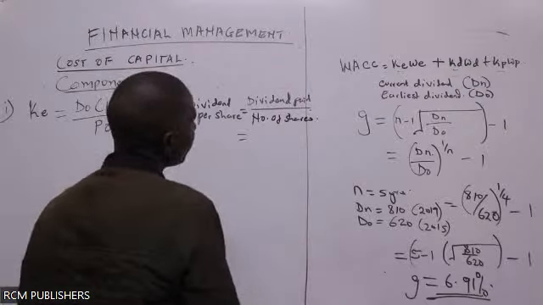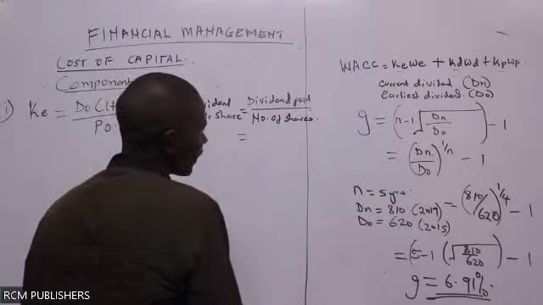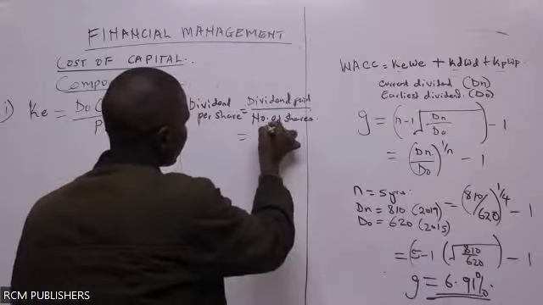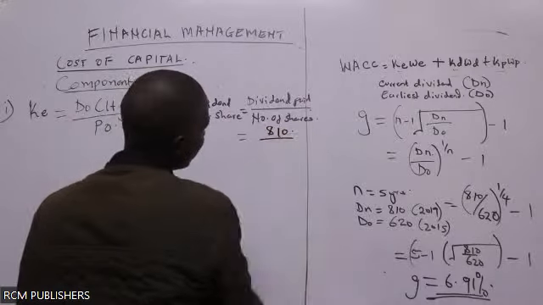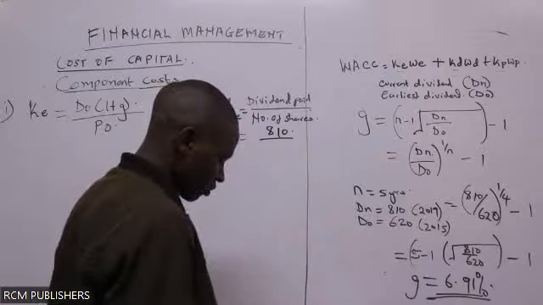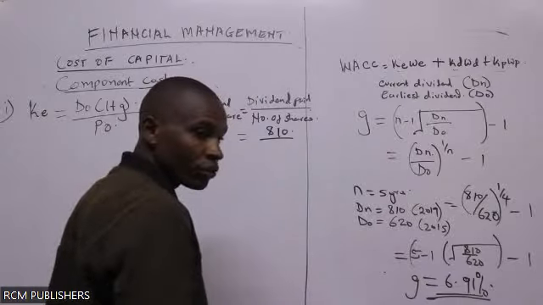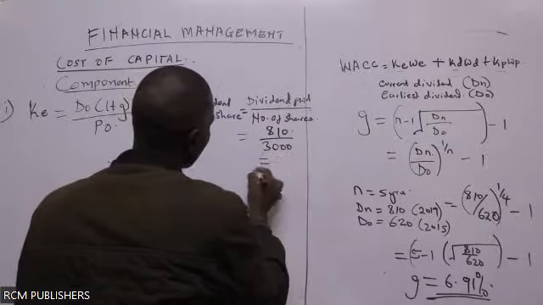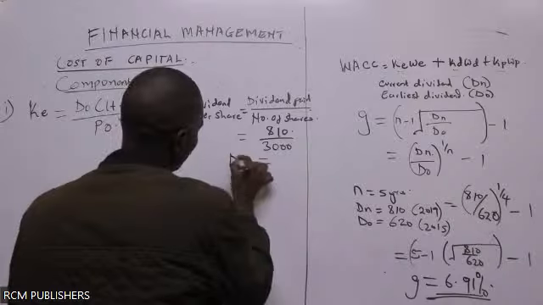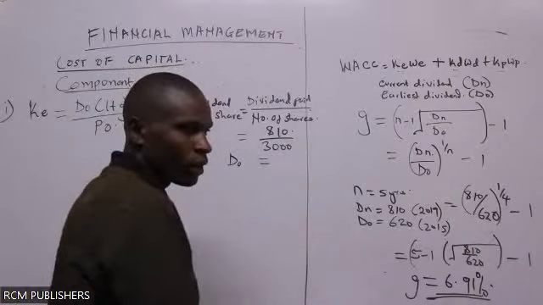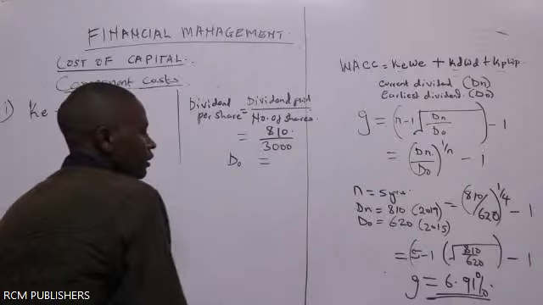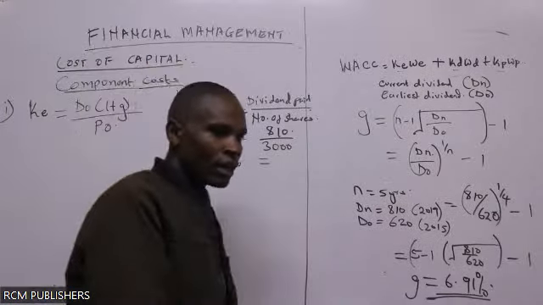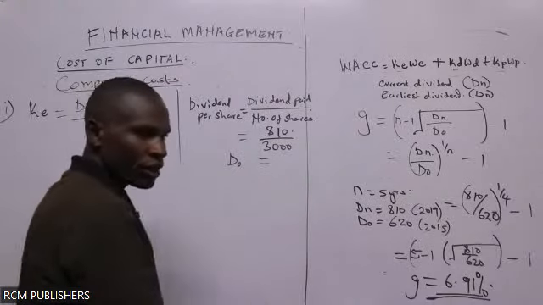Therefore, this will be 810 divided by 300. Is that right? 810 divided by, is it 300 or 3,000? 3,000. Of course, 30 eliminated. So give me my D0. This will be my dividend per share, so that I'm able now to compute this. That gives 0.27.